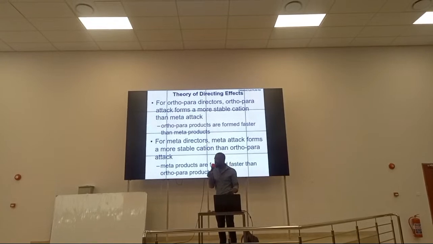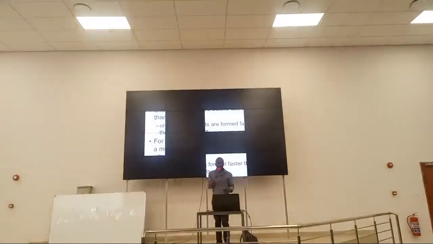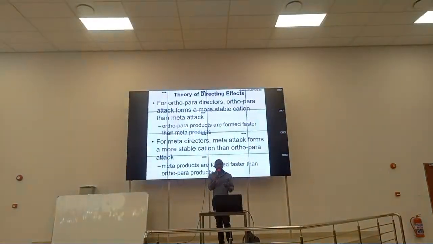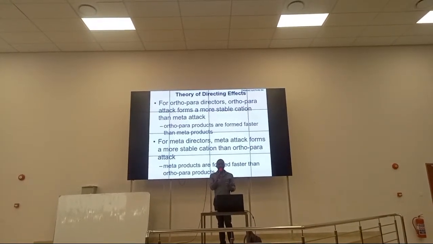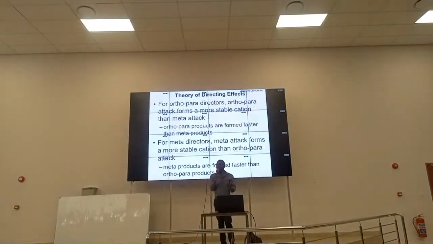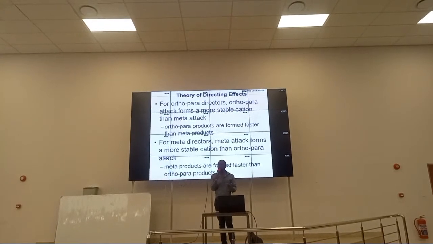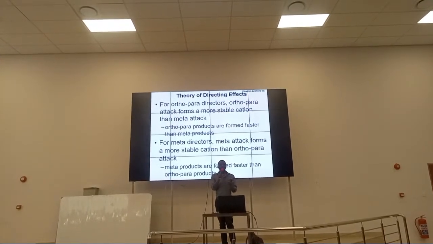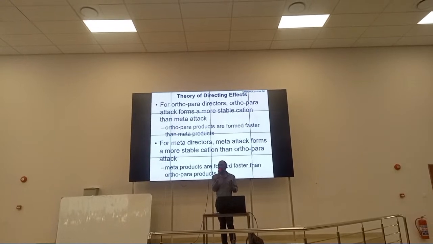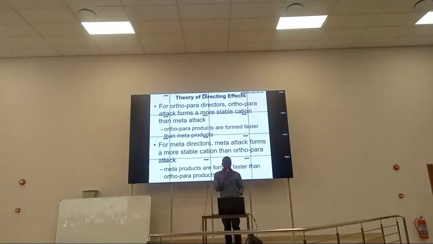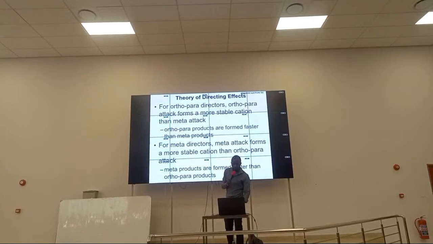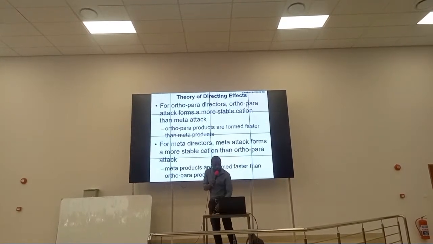Why should that be the case? And also, why should attack by an incoming electrophile lead to a more stable cation when it attacks the meta position for a benzene ring that is substituted with a carboxyl? But when the same attack happens on the ortho or para, for a benzene substituted with a carboxyl, a less stable carbocation is formed. Why is that the case? So that is the question we are going to try to answer.